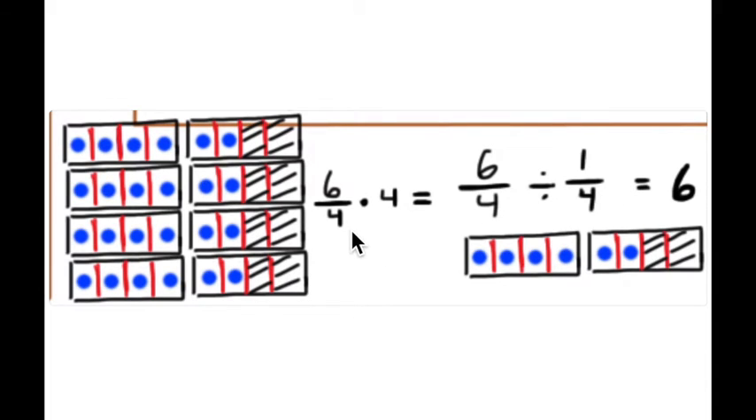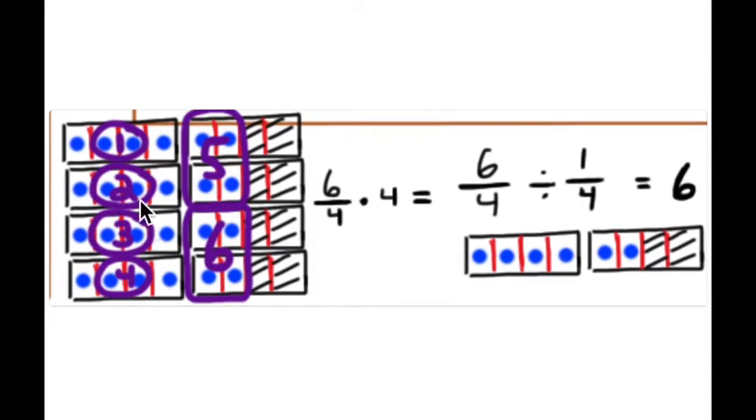Or you can look at it as 4 times 6/4. And that's what I've drawn here. Here's 6/4, and I drew that 6/4 4 times. So then how many units can you get out of that? And you can just count them. This is 1, 2, 3, 4, 5, 6.